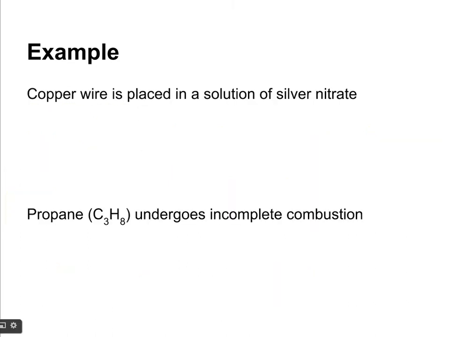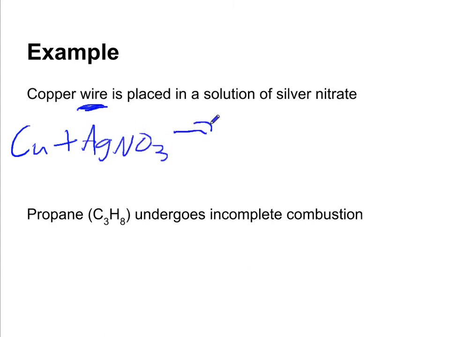Copper wire is placed in a solution of silver nitrate. Well, they told us this is copper wire. It's just metal by itself. And we've got a solution of silver nitrate, AgNO3. This is a single replacement reaction. Copper is going to switch places with silver. So we're going to get some silver metal precipitate, and the copper is going to dissolve. That's our complete balanced equation.